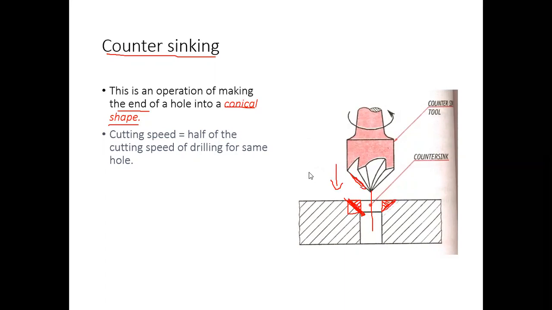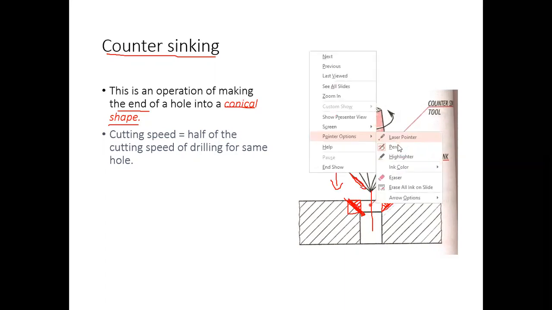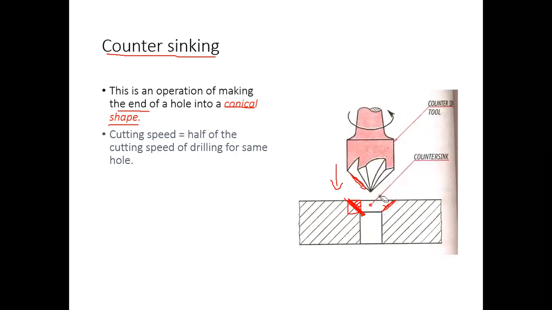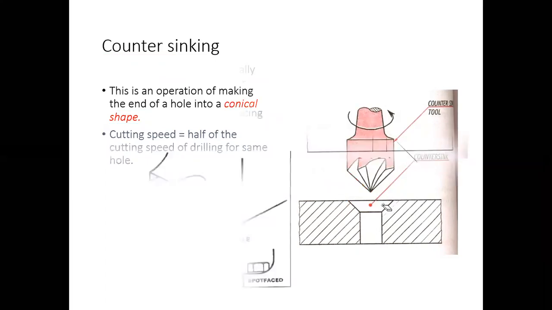So this process of making this kind of end is called counter sinking. This is a typical counter sinking. After removing this material, you get this kind of shape. This process is called counter sinking.